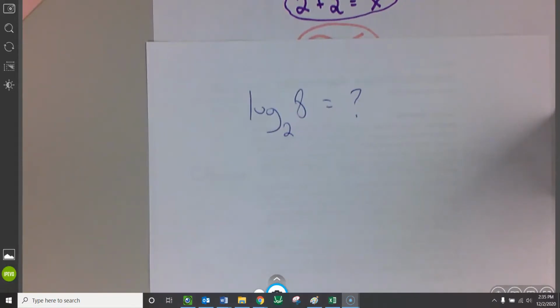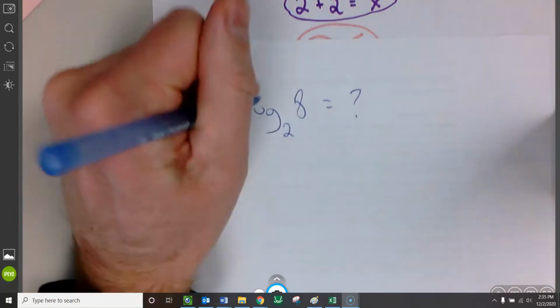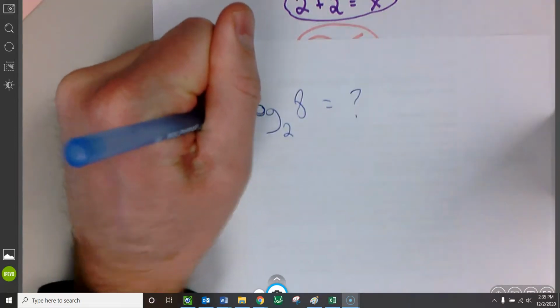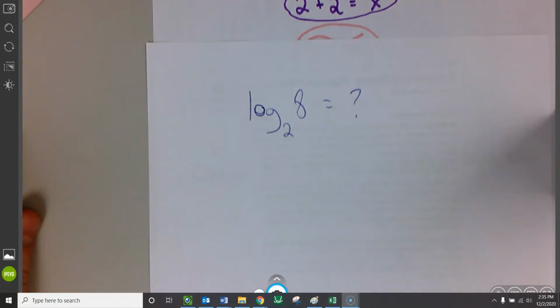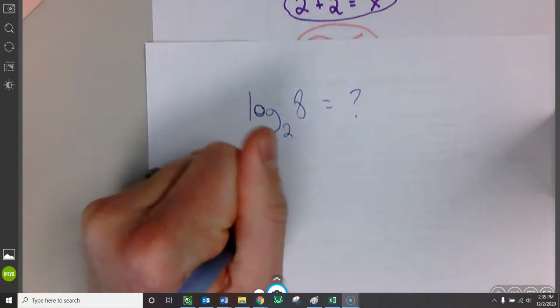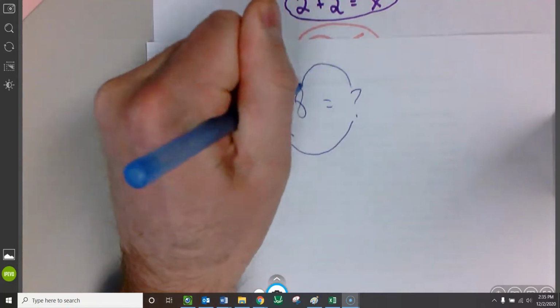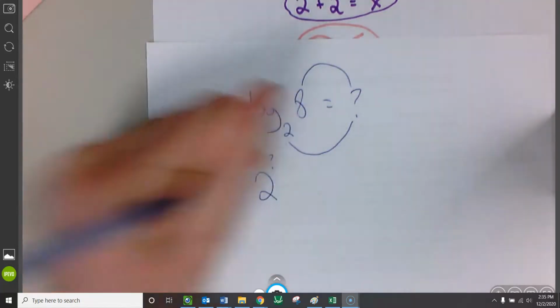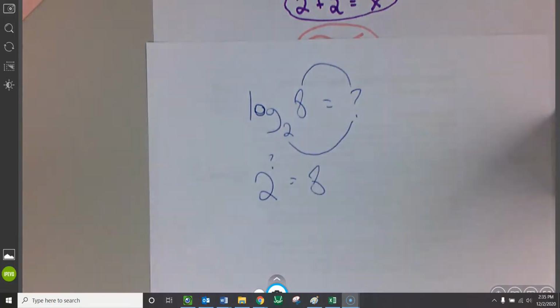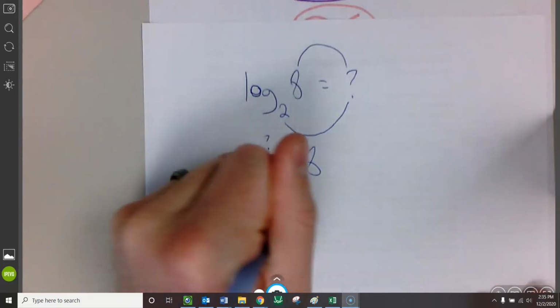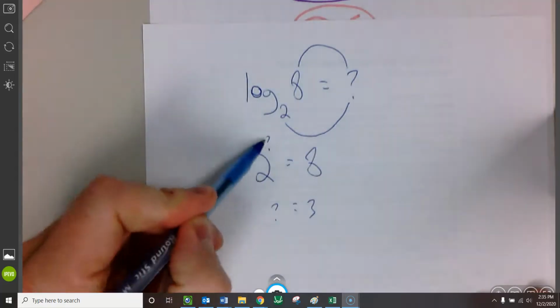The only skill that we have right now, the only thing you guys know how to do, skill 1, is to translate it. So right now it's written as a logarithm. Let's write it as an exponential. The base is 2. And then we go around the world. 2 to some power equals 8. 2 to the question mark power equals 8. This we can solve. 2 to what power is 8? The answer, 3. Question mark equals 3. 2 to the third power equals 8.